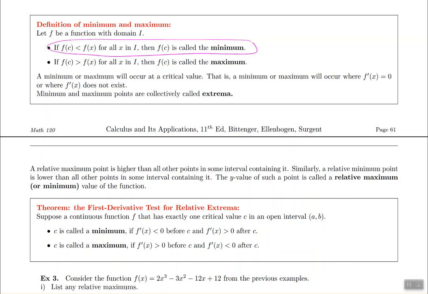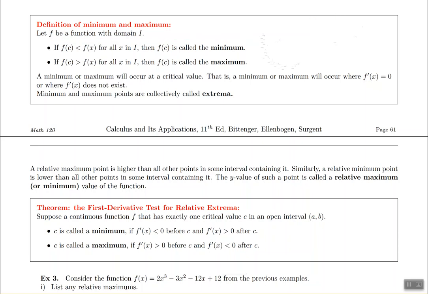Suppose we're talking about a number c. We say that the number c is a minimum if the y-coordinate, f of c, is smaller than f of x, meaning every other y-coordinate on the graph. For example, if you have a function that has c right there and c has a y-coordinate over here, but every other y-coordinate on the graph is bigger than this, then obviously c is the bottom of the hill. We say that c has a minimum.